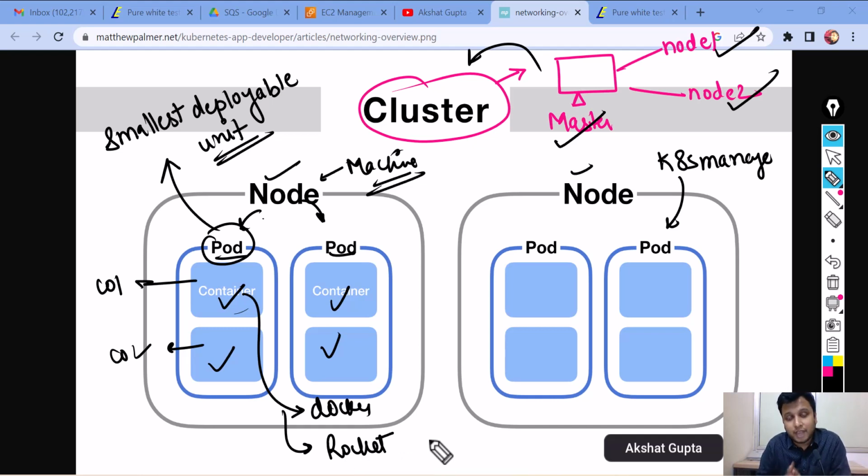So a pod is very, very important in Kubernetes. That's the reason I have set it as a separate topic for you guys. If you have any doubts, please feel free to put them in the chat box. I will definitely answer you.